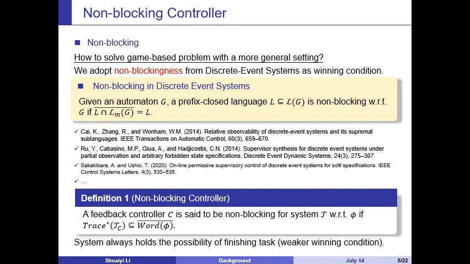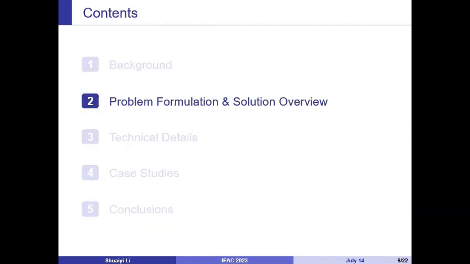If the finite path generated by the closed-loop system under a feedback controller is a subset of the desired behavior set, then the controller is non-blocking. This means that under this controller, the system always holds the possibility to finish the given task, and this becomes a weaker winning condition. Now we will present the formal problem formulation and overview our solution.